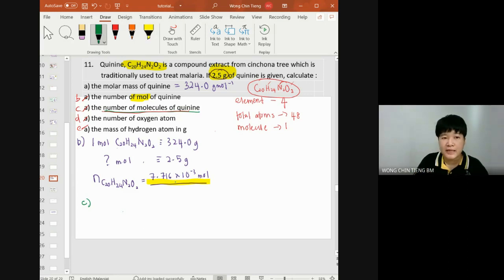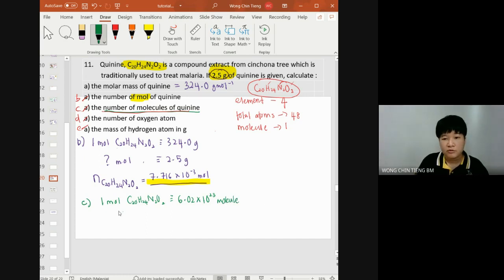Tak payah, guna yang kamu dah kira kat B. So number of molecule, obviously kita akan compare dengan Avogadro constant. 1 mole of C20H24N2O2 will give rise to 6.02 times 10 to the power of 23 molecule.